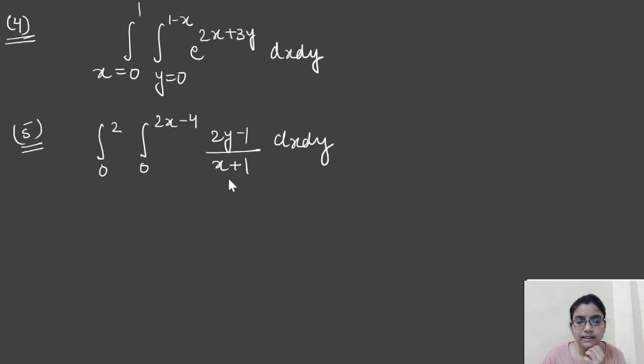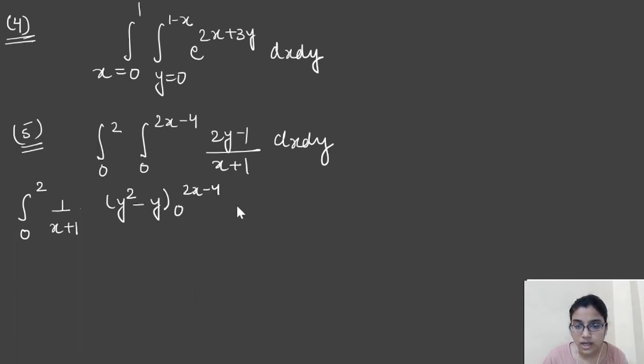So here you can see one thing, that I think that was a very simple question, because again this can be explicitly expressed as a function of x and as a function of y. So what I can do is that from 0 to 2 I can keep 1 by x plus 1 as it is, and I will integrate it with respect to y. So it is going to be simply what? I'll integrate it, so it will become y square by 2. 2 will get cancelled out, then I will get y, from 0 to 2x minus 4. Okay, and now you can very easily solve it. Apply the limit, you will get the answer. I am thinking that all of you can do it.